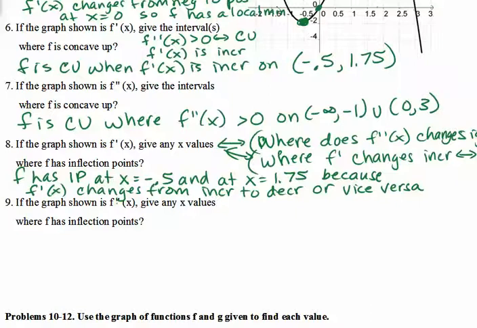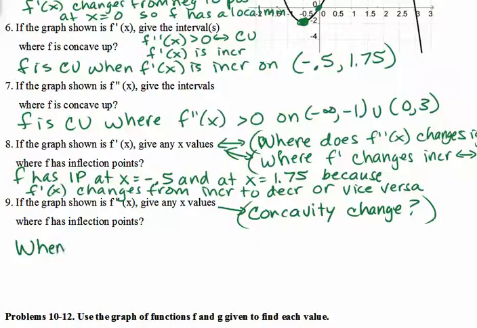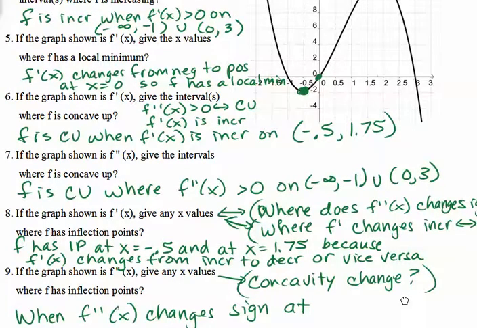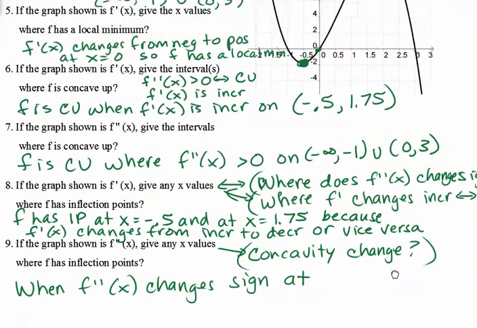If the graph shown is f double prime, give any x values where f has inflection points. Well, that's easier because inflection points are where concavity changes. That's easy for me to tell from f double prime, when f double prime of x changes sign, and that would be at negative 1, 0, and 3.